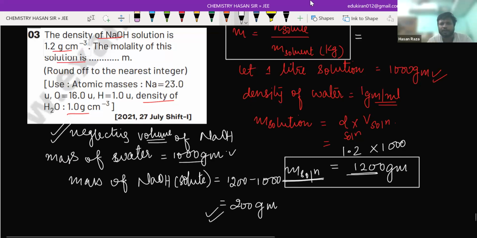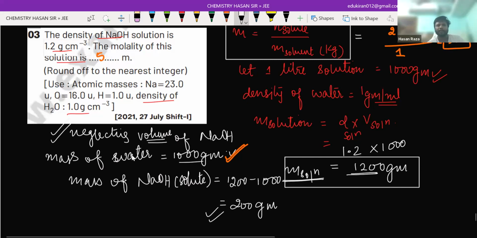You can see number of moles of solute, that is given mass 200 gram upon molar mass. If you calculate the molar mass of NaOH, that is 40, upon mass of solvent in kg. 1000 gram is the mass of water, so it will be 1000 divided by 1000, that means 1. If you solve this, you will get 5 m, that is the molality. So the answer here will be 5.